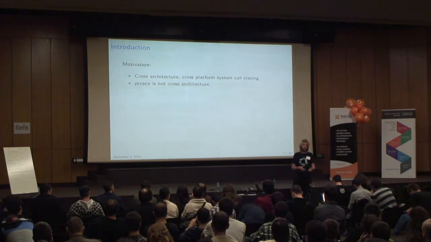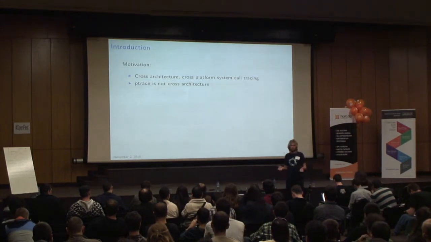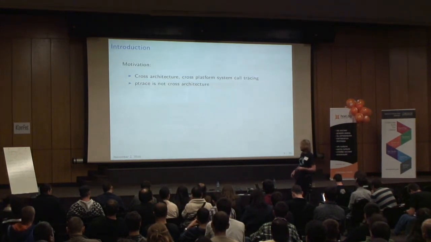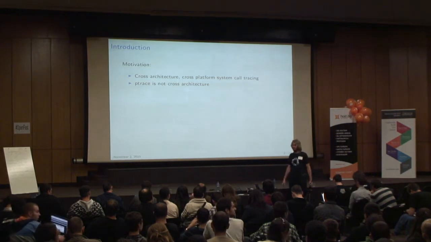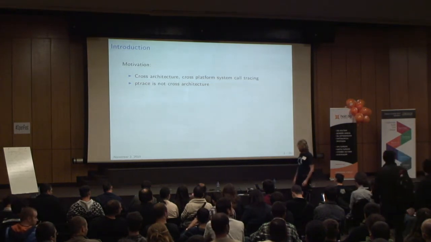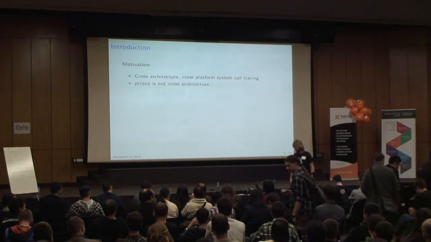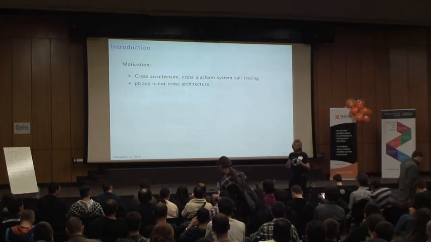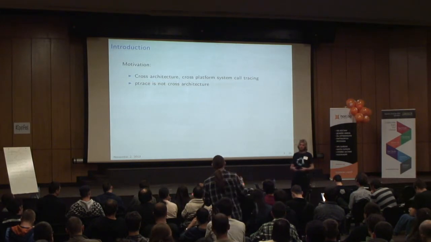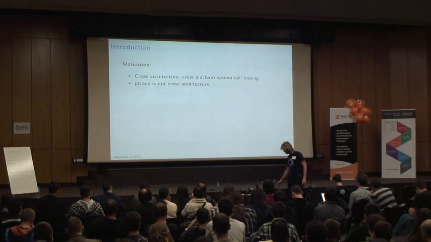Like your smartphone has a different CPU than your laptop, most probably. So that makes it quite hard to get all the values right. And on top of that, Linux and BSD also differ in the ptrace API. So you can't write a simple C program that will just use ptrace and then be able to debug all the processes.